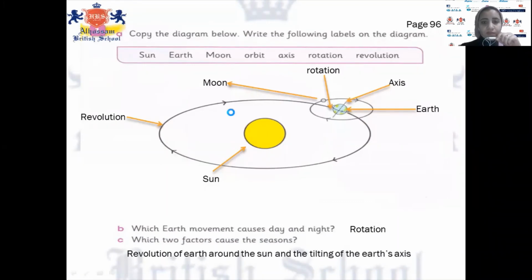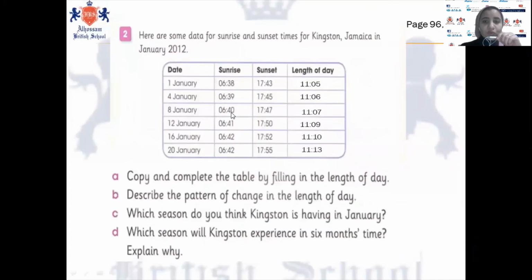Next question. This question is in your course book, page 96. Here are some data for sunrise and sunset in Kingston, Jamaica, 2012.